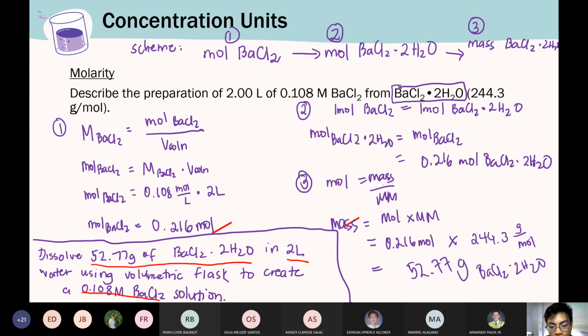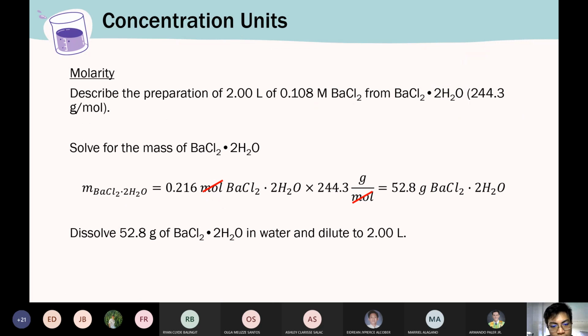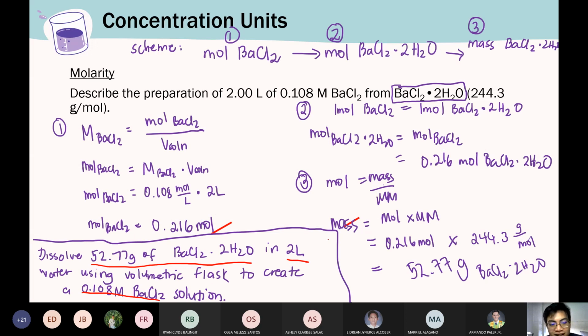Anyway, upload ko yung video later tonight. Okay? So, just to check if tama sagot natin. Ayan. Dissolve 52.77 grams of barium chloride dihydrate in water and dilute to 2 liters. So, pwede rin ganito, pero mas maganda yung ginawa ko. Kasi sinulat ko siya eh. Hindi ako papatalo. So, ayan. Ganyan na lang. Okay? So basically that's it.